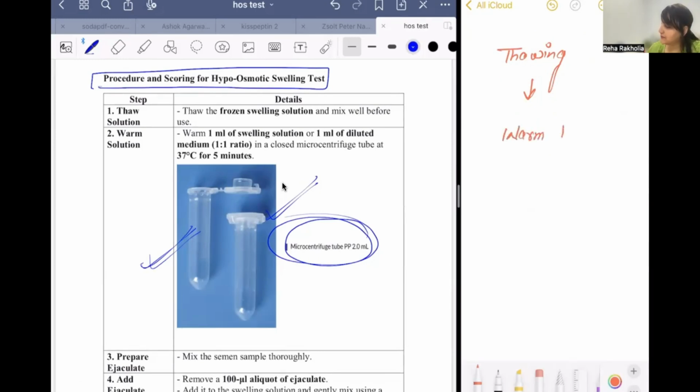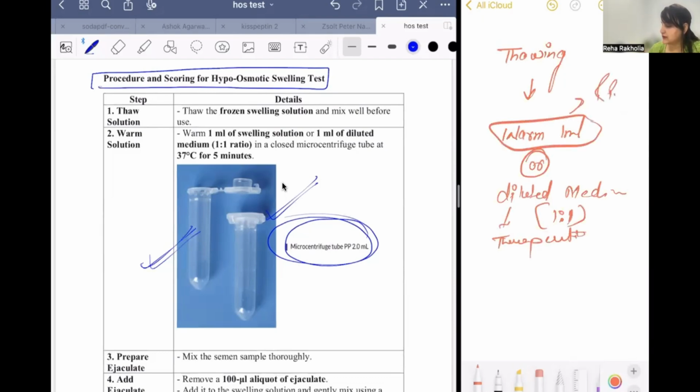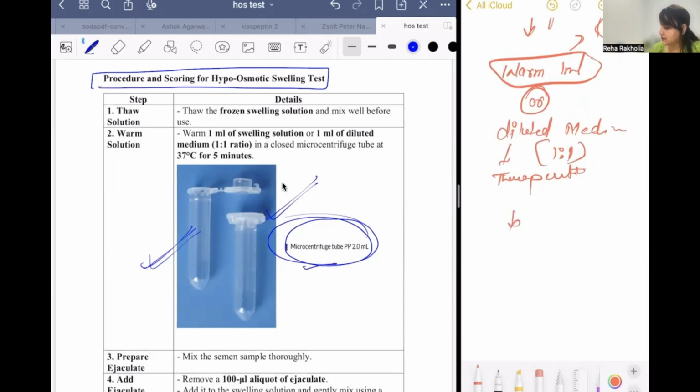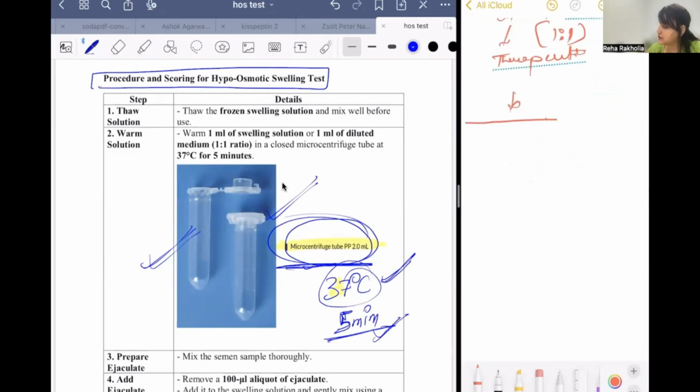Second step is to warm 1 ml of solution for routine purpose, or diluted medium, again diluted 1:1, for therapeutic purpose. This should be done in a microcentrifuge tube at 37 degrees Celsius for 5 minutes. This step is important because sperm need to be at a temperature that mimics the body condition for an accurate result.